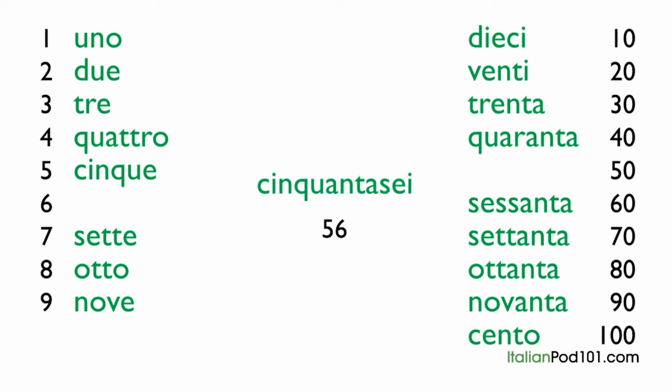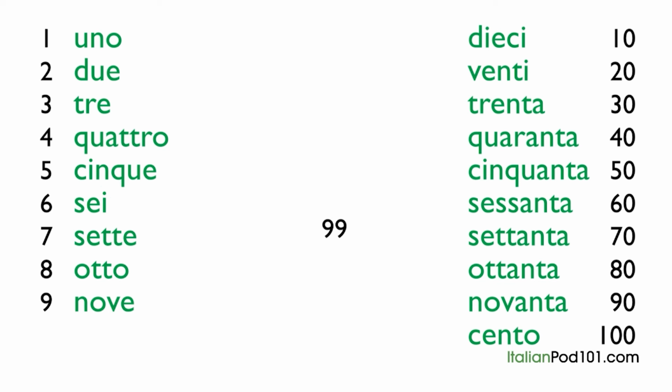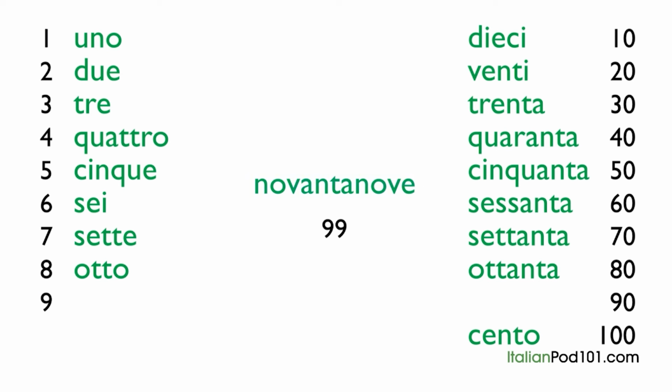Let's make another number. For instance, 99. Take novanta, 90, and then add nove, 9. Novantanove, 99.